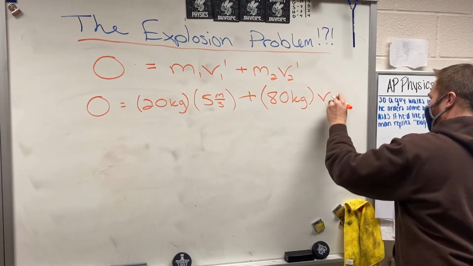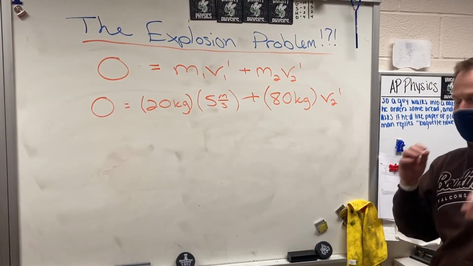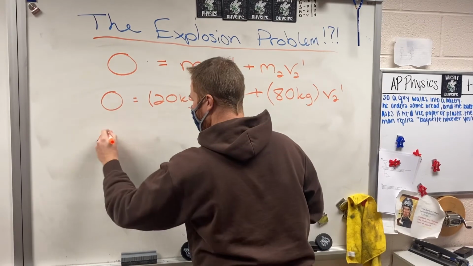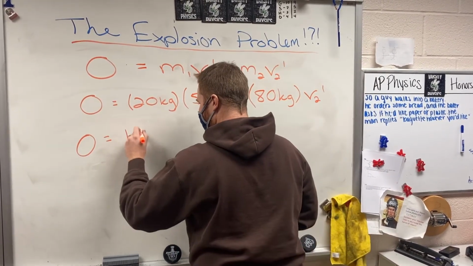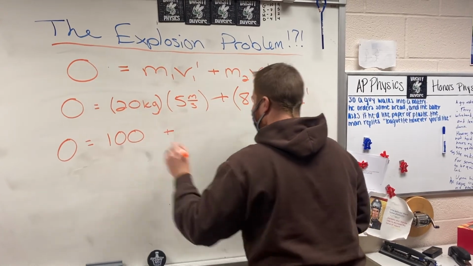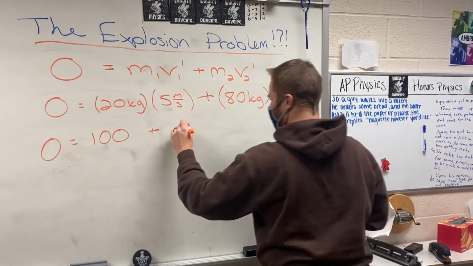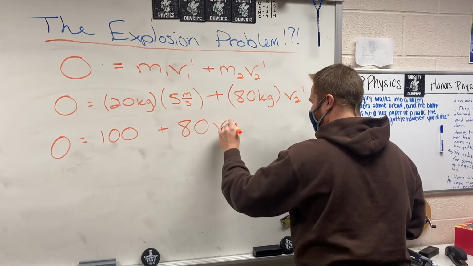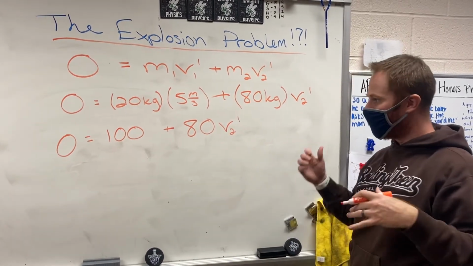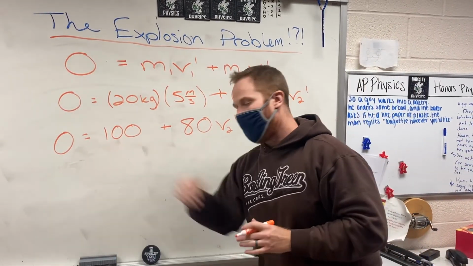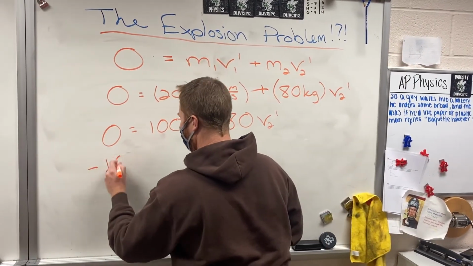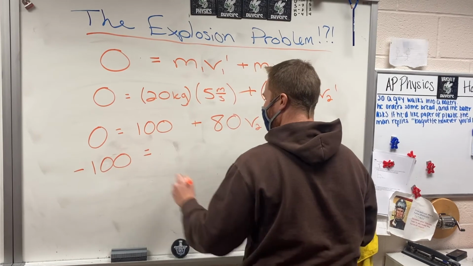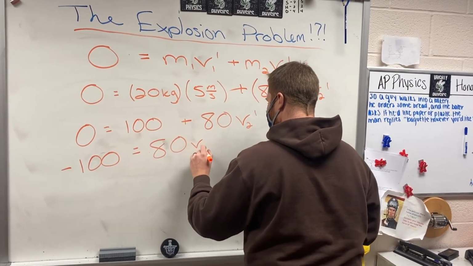So we're going to find the velocity of Mr. Martin after the collision. I have zero still equals 20 times 5, that gives me 100, plus 80 still times that velocity after. So 80 times the velocity of how fast Mr. Martin was going backwards. I'm moving that to the other side, so I have to subtract both sides by 100. So I have negative 100 is equal to 80 V2 after.